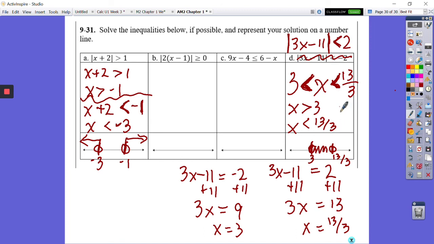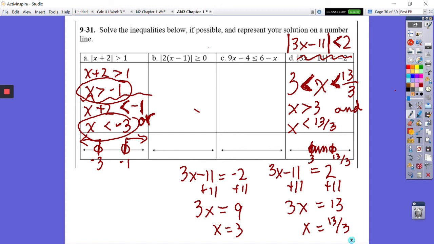Now B, an absolute value of something is bigger than 0, more than 0 spaces away. That's every single number in the world. It will always be more than 0 spaces away. So kind of keep those things in mind. There's some weird things there. So this one is every real number will work. It doesn't matter. So that's kind of the idea.